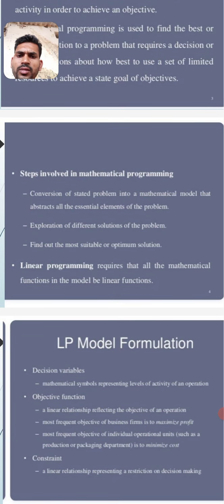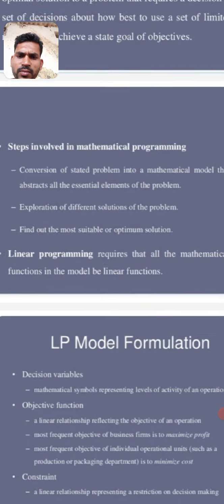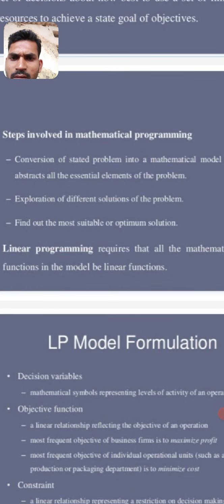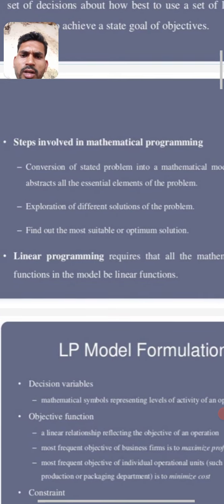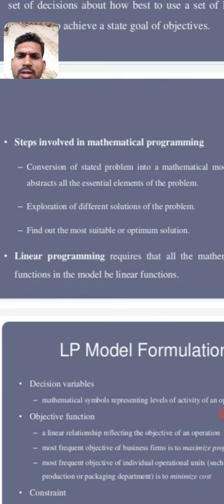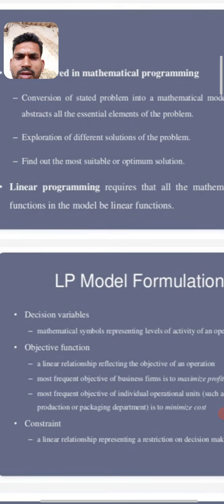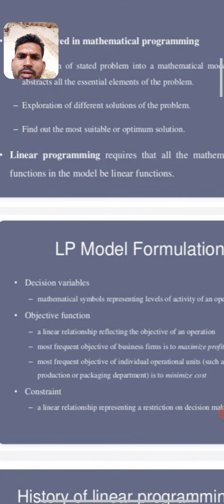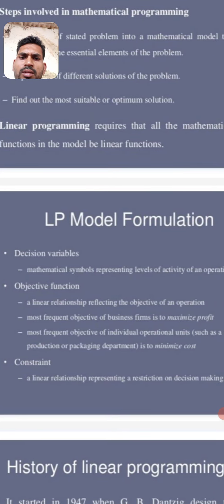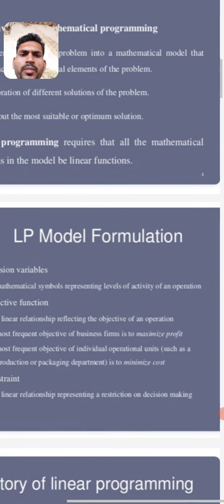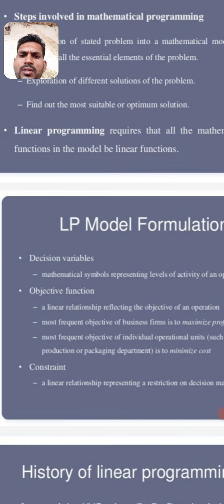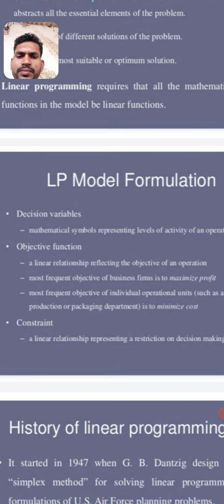Steps involved in mathematical programming: conversion of the stated problem into a mathematical model that abstracts the essential elements of the problem, exploration of different solutions of the problem, and finding the most suitable or optimal solution. Linear programming requires that all the mathematical functions in the model be linear functions.